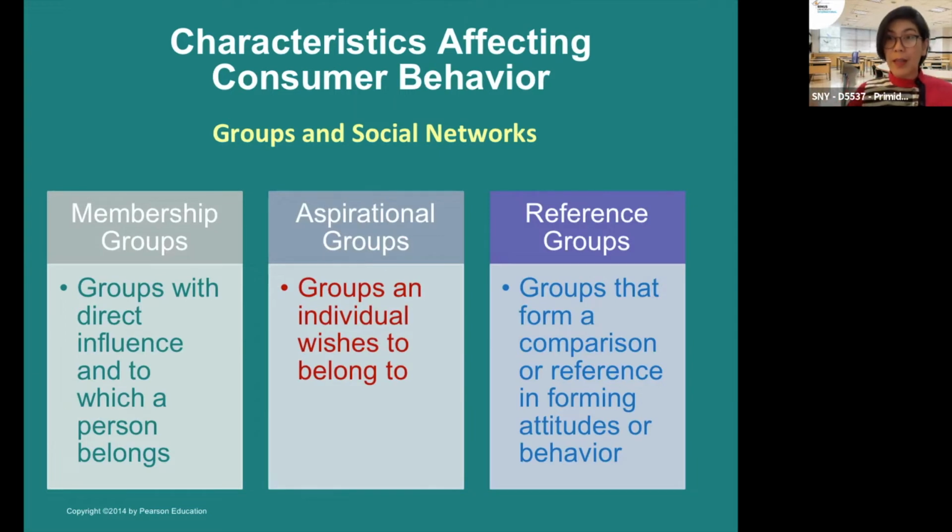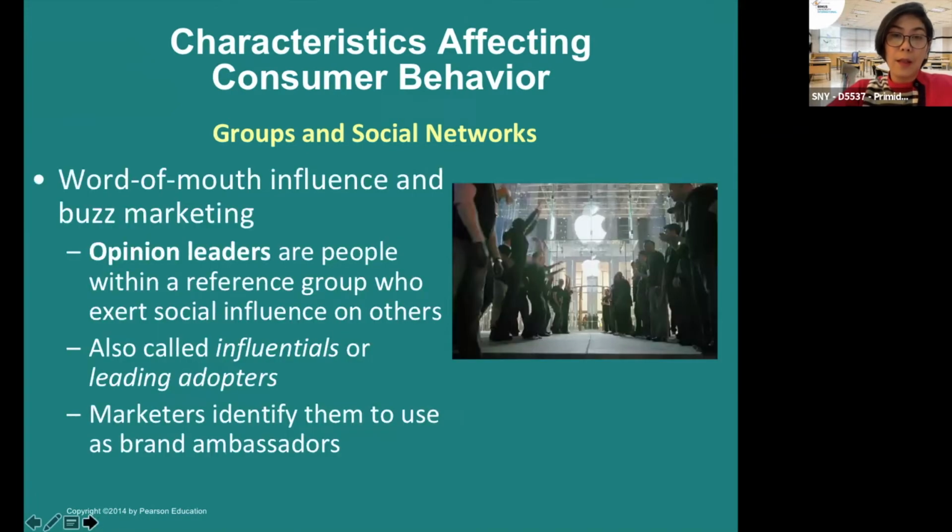that is considered a highly ranked publisher, then I may switch my attitude to that particular publisher. I may have a favorable attitude to that publisher. So again, this is how groups and social networks will affect our consumer behavior. People we work with, reference groups that we don't even know, sometimes even groups that we are not part of but we wish we could be part of, aspirational groups, also affect our decisions and behavior as consumers.